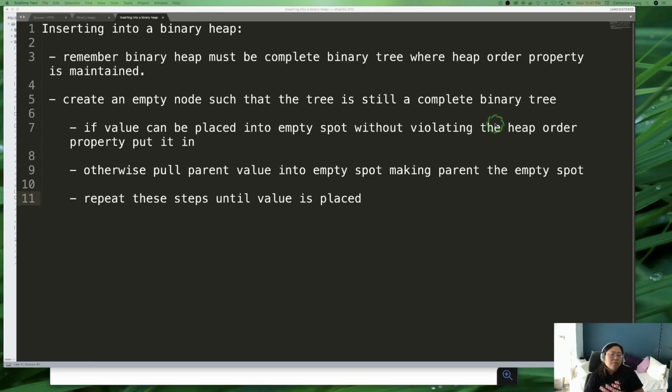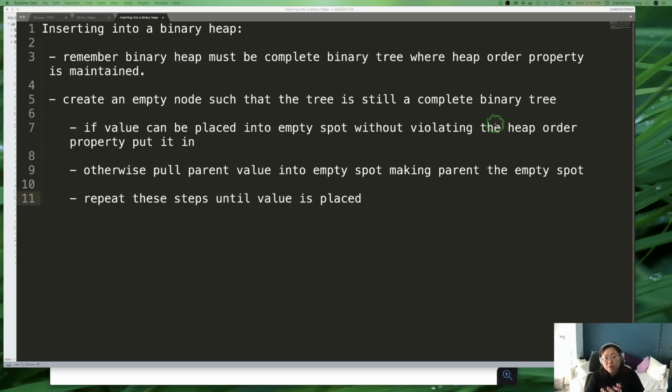So the way that we do insertion is we start by creating an empty node in the tree so that the tree stays complete, which means that we make the empty node in a way that the tree isn't going to be incomplete. We don't just put it anywhere we want. We put it exactly where it needs to go for the tree to be complete.